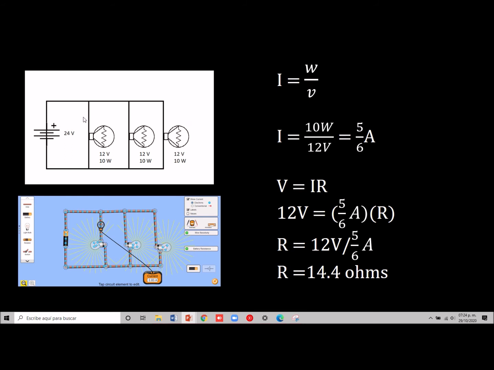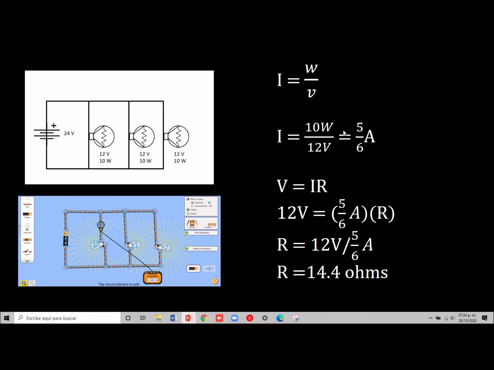So if we wanted to know the current going from these loops here, we would use Kirchhoff's current law, but we don't want to know that yet. So for knowing the current going through each of the light bulbs, we use the formula power divided by voltage. The problem already gives us voltage and power, so we know that 10 watts divided by 12 volts equals 5 divided by 6 amperes, or 0.83 amps.